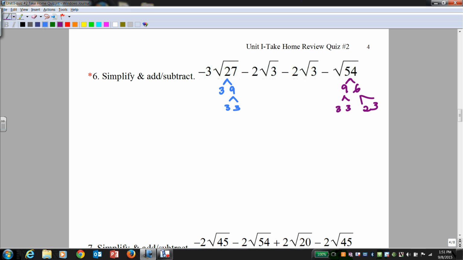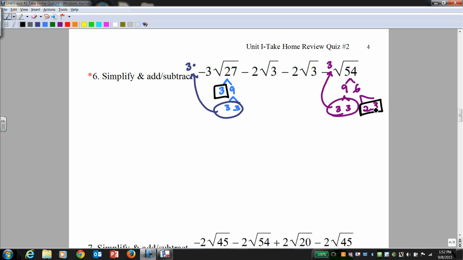Now we want to pull out the date. So looking over here, we can pull out a pair of 3s, do a little arrow, do the little baby 3, put a dot so you remember you're going to multiply. And I'd like you to box this 3 because it stays under the radical sign. Come over here. Let's see, we can pull out a pair of 3s. Draw the little arrow, bring the little 3 there.